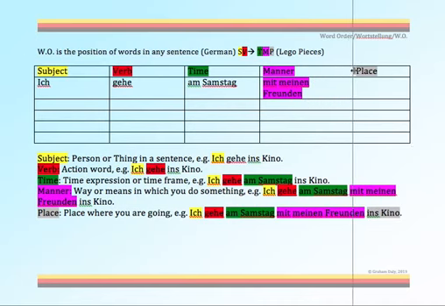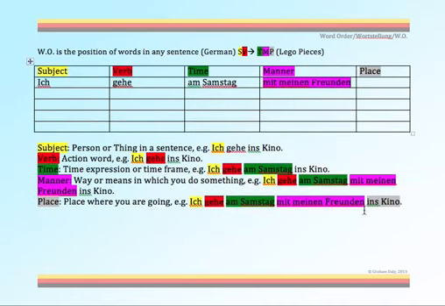Okay, let's stretch that out so it's on one line. Okay. And where are you going? Ins Kino.